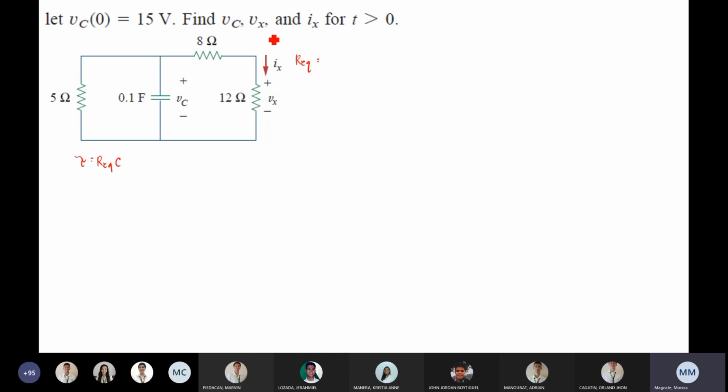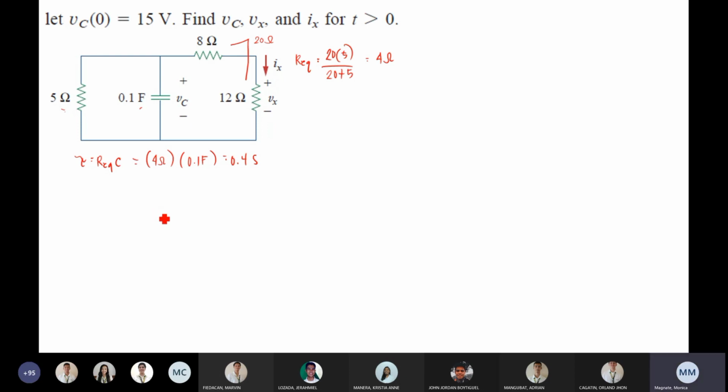So, kailangan natin makuha yung R equivalent. Ano yung R equivalent natin dito? Di ba ito, yung 8 tsaka yung 12 natin is naka-series, so this is 20 ohm. Tapos, naka-parallel sila kay 5 ohm. So, this will be equal to 20 times 5 over 20 plus 5. So, ang R equivalent natin equal sa 4 ohm. Yung tau natin, or R equivalent times C, so that is 4 ohm times 0.1 farad. So, we have 0.4 seconds. Okay?